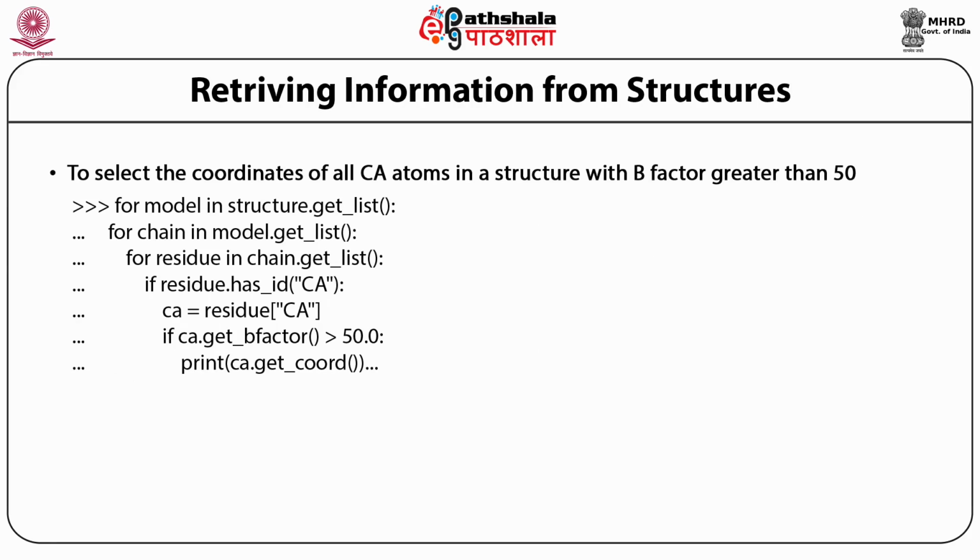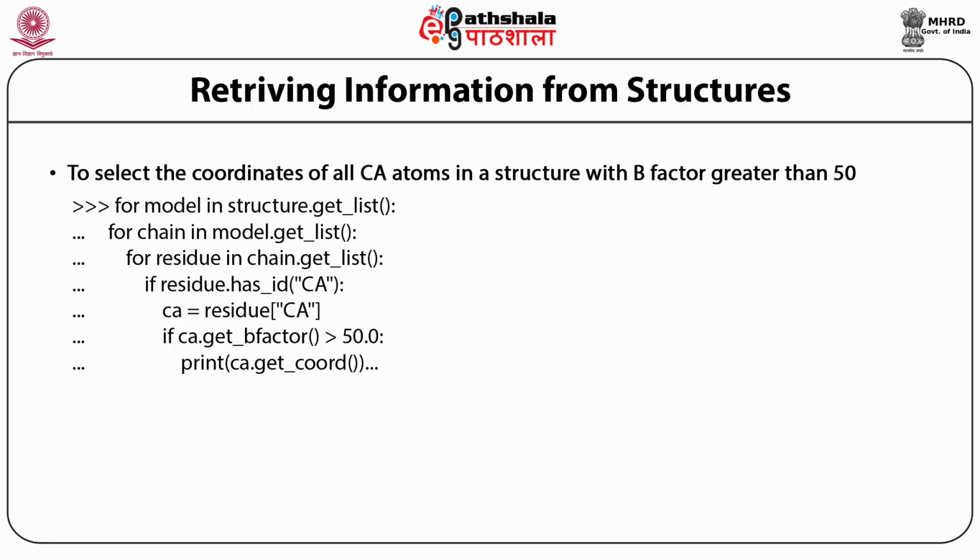Retrieving information from structures, using the for loop constructs that I explained in the previous slide. Here we will see how to select coordinates of all the C alpha atoms in a structure with B factor greater than 50. I use the same loop constructs. For model in structure.get_list, for chain in model.get_list. So it lists every chain in that model, and for each chain, for residue in chain.get_list.